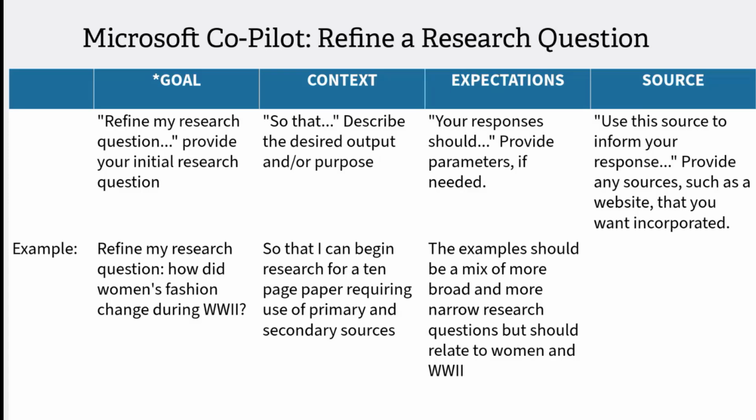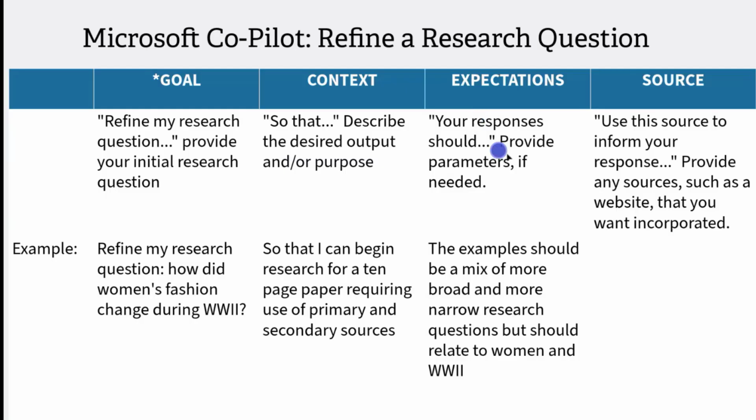So this is a prompt guide on how you can really maximize the use of Copilot or any other generative AI system to give you the results that you're expecting. And this is specific to research. So when creating a prompt, it's important to have especially these first two pieces, a goal and context. So for example, if you were having it refine a research question, the goal is for that model to refine your research question, and the context is the desired purpose and the desired output.